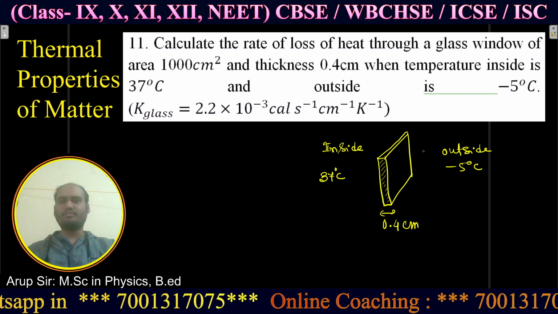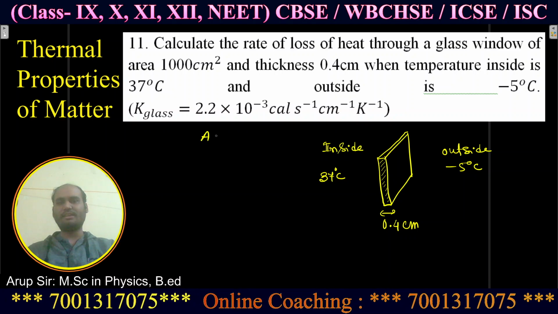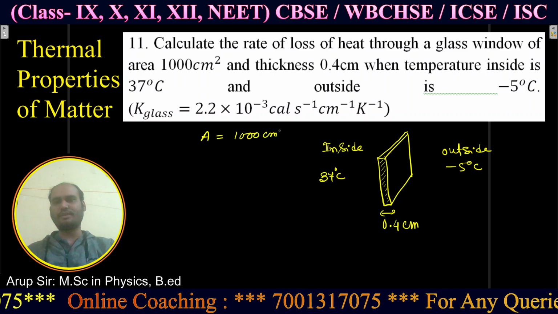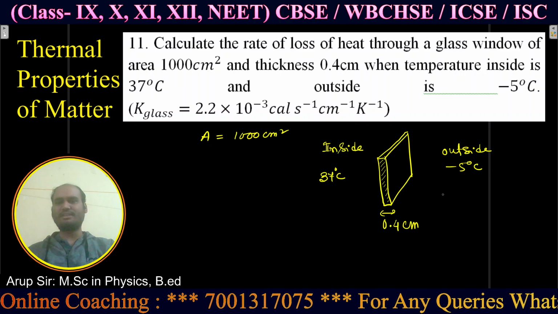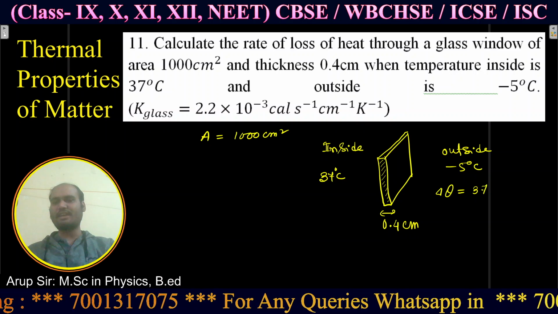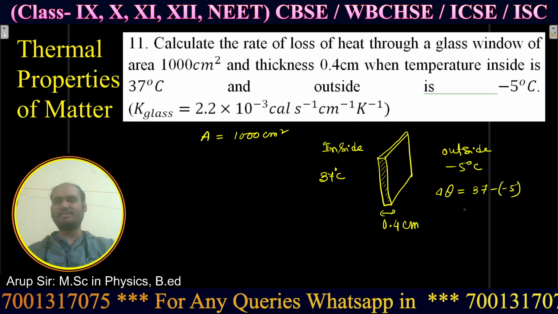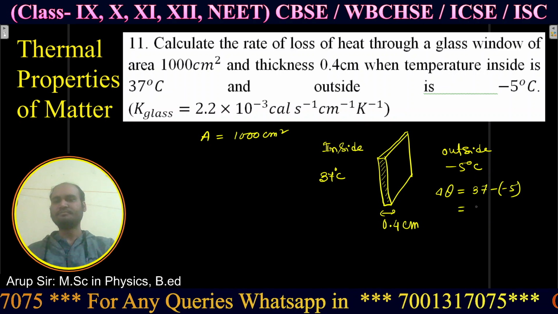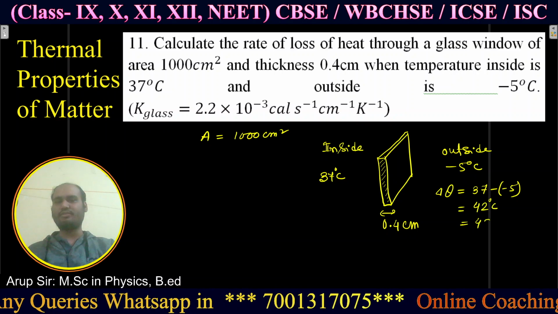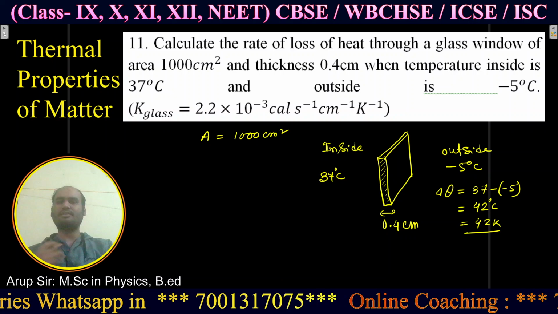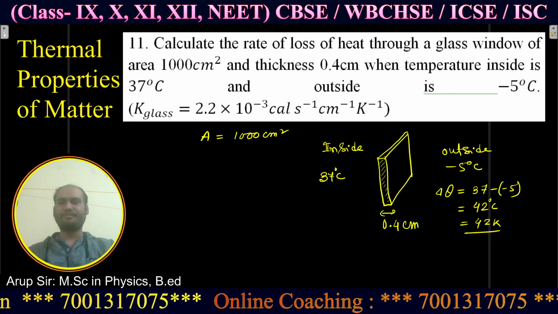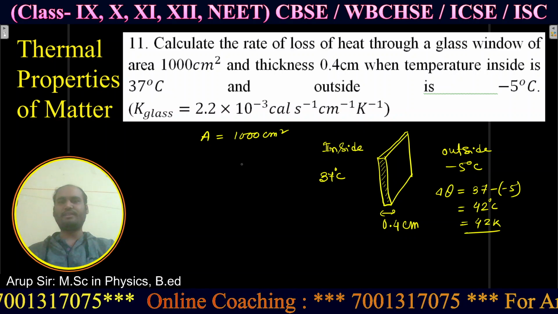Okay, so what information is given? The area of the glass slab is given, 1000 centimeter square. Thickness is given. The temperature difference, which you can call delta theta or delta T, is 37 minus of minus 5, because it is a negative temperature. So 42 degrees centigrade, or you can even say 42 Kelvin. Why Kelvin? Because change in temperature in the centigrade scale and the Kelvin scale are the same. Now we have to find the rate of heat loss.